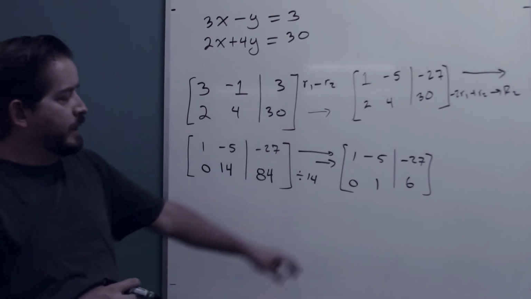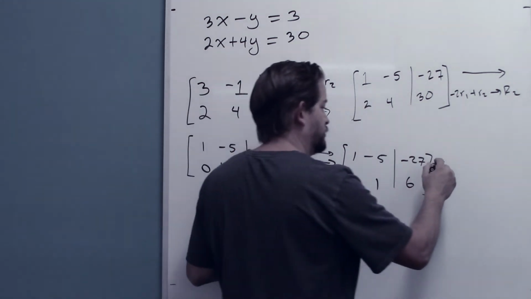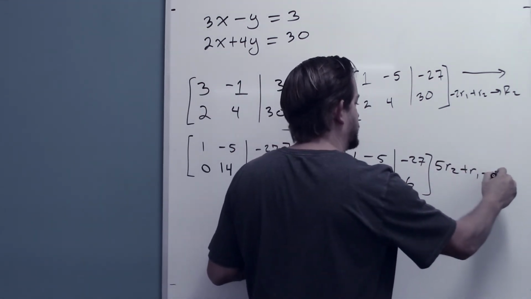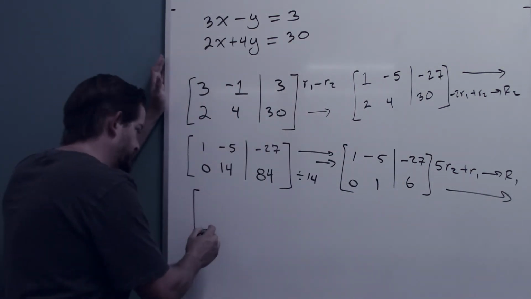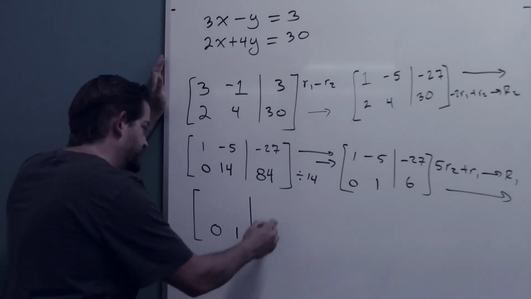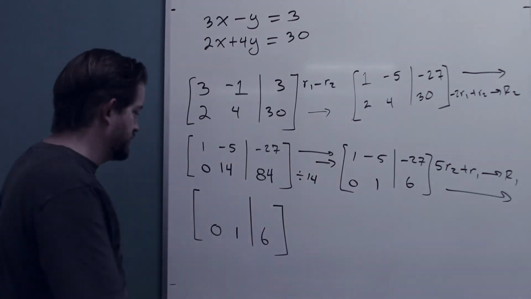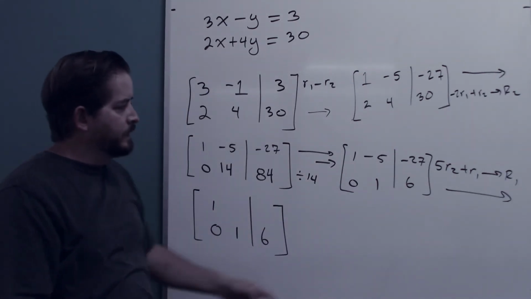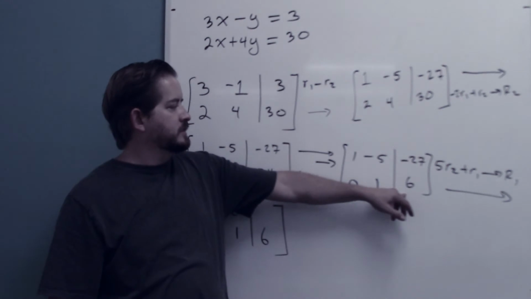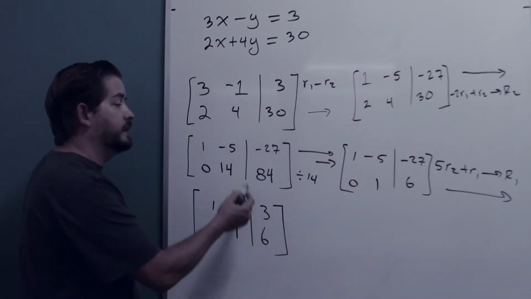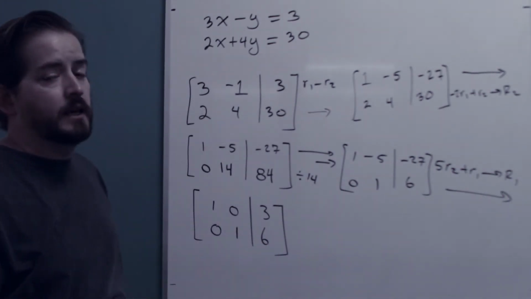Right? My last step, I want this negative 5 to be a 0, so I'm going to take 5 row 2's and add it to row 1 to become my new row 1 and leave row 2 unchanged. Since row 2 is unchanged, that's a 0, a 1, and a 6. 5 row 2's plus row 1, so 5 times 0 is 0, plus 1 is 1. That's good, didn't screw up my 1. 5 times 1 is 5, plus negative 5 is 0. 5 times 6 is 30, plus negative 27 is 3. And I've got my solution here. X is 3, y is 6, and I'm done.